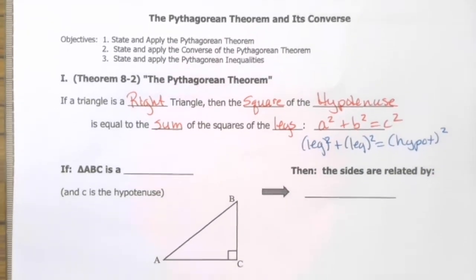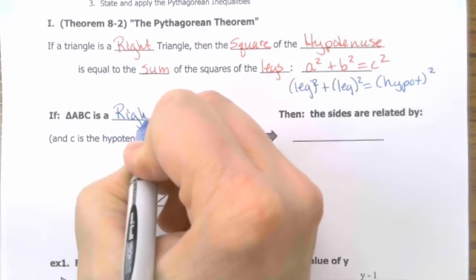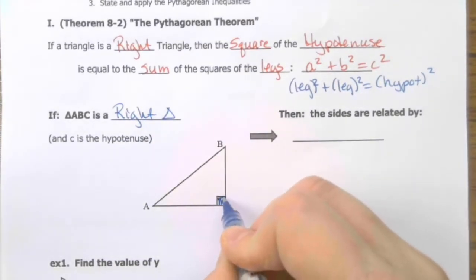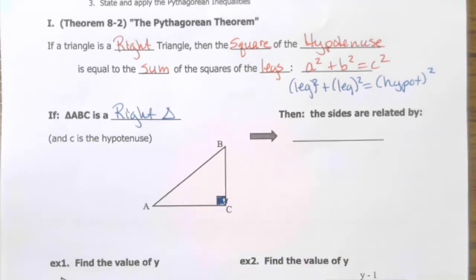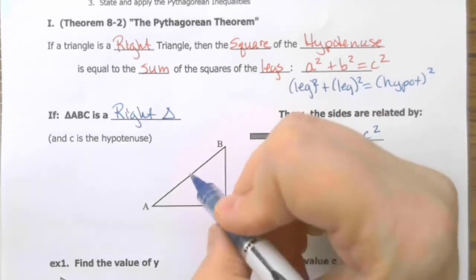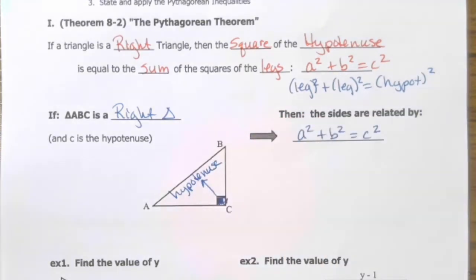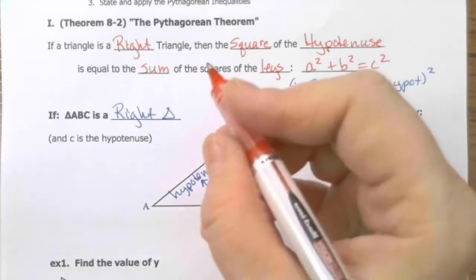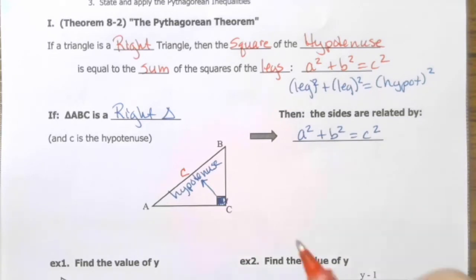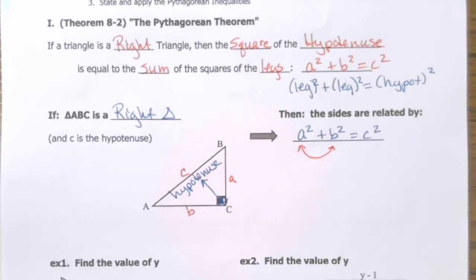Okay, so let's do this in more of a Cliff Notes form. If triangle ABC is a right triangle, so it has a right angle here, then the sides are related by a squared plus b squared equals c squared. Now, the hypotenuse of the triangle is always the side opposite the 90. It's also the longest side. We designate the hypotenuse as side c, and it must be on the right-hand side. Now, a and b are the legs, and they are interchangeable. As long as they are the legs and they're on the left-hand side, you're good to go.